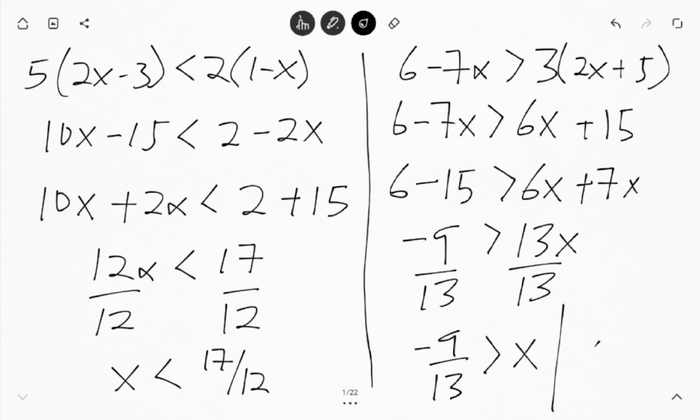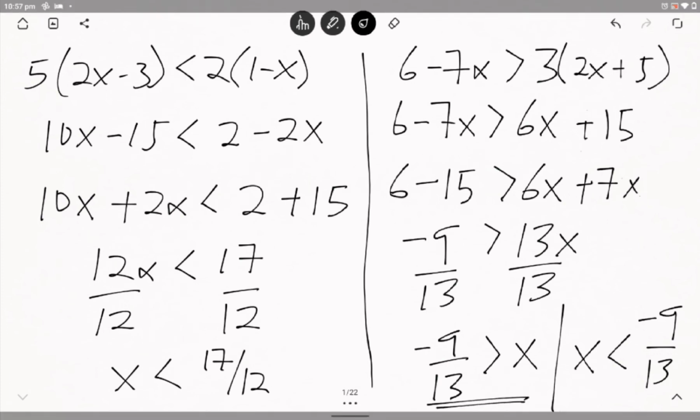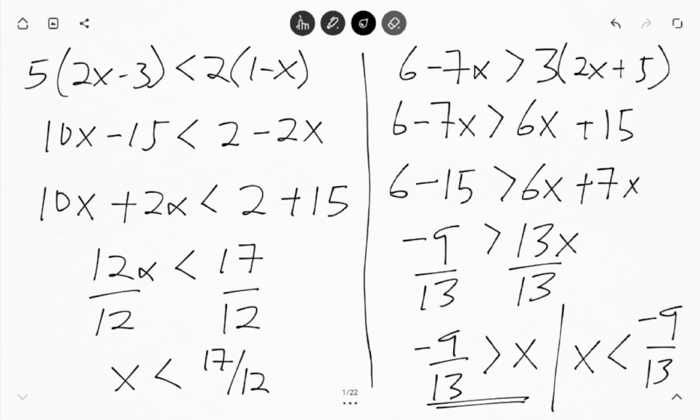Or if I write x first, then I need to make sure the sign is facing the negative 9 over 13, as I can see over here on the left hand side. So this is my answer. Now let's go ahead and solve one final example.